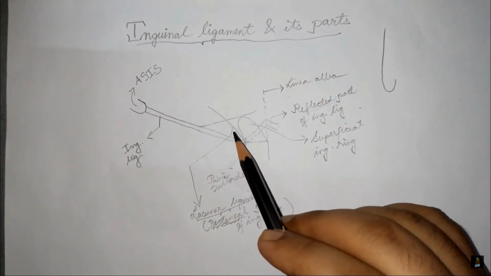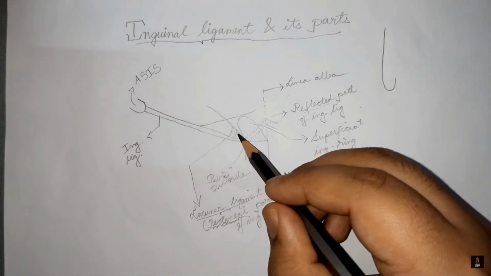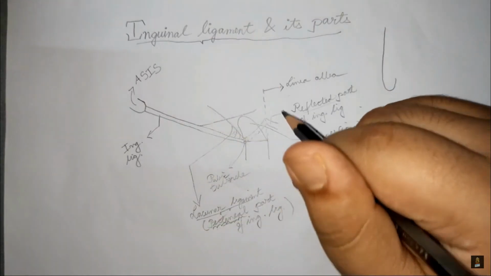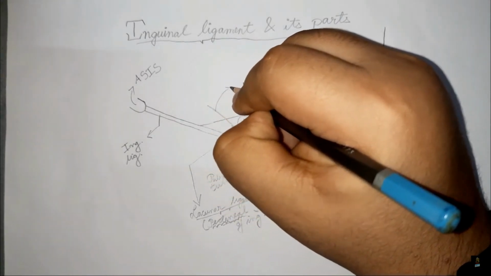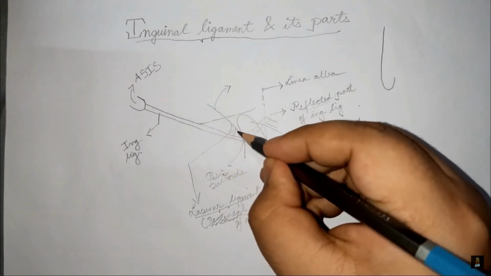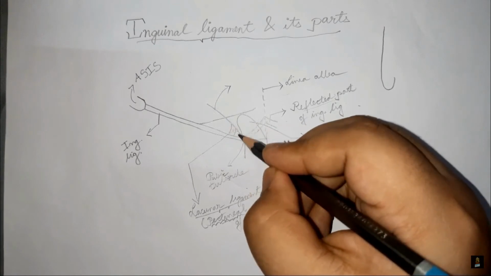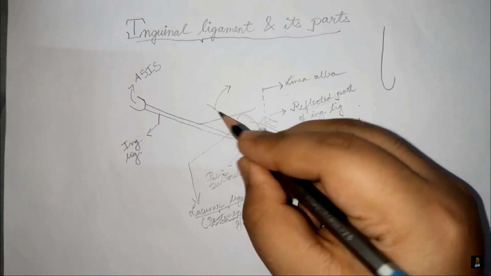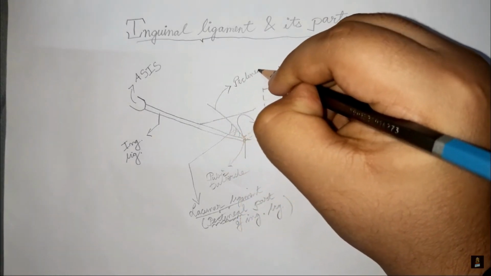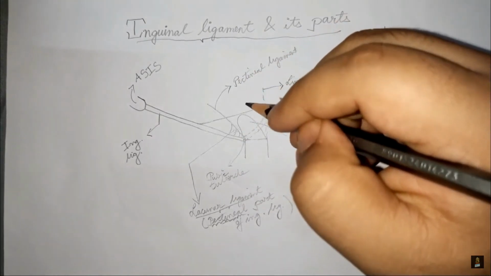Oh, by the way, I actually forgot to mention the posterior part. The posterior part, as you can see, is giving origin to another extension of the inguinal ligament. See, from the posterior fibers, the posterior part of the lacunar ligament, this ligament is coming into play. This is called the pectineal ligament.